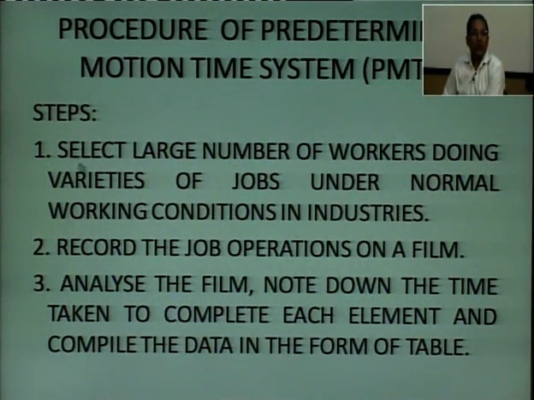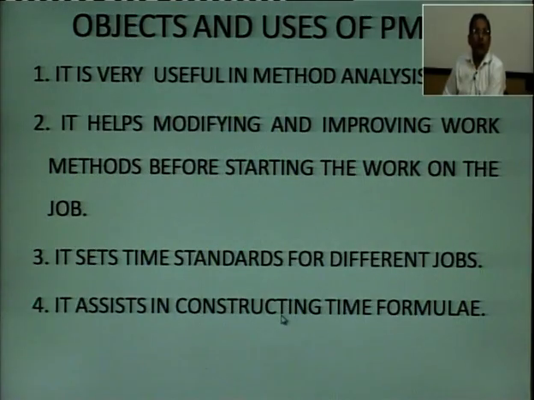Step number 1, select a large number of workers doing a variety of jobs under normal working conditions in industries. Number 2, record the job operations on a film. Number 3, analyze the film, note down the time taken to complete each element and compile the data in the form of a table.